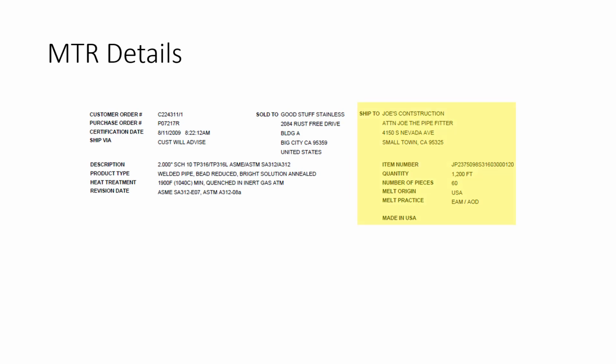The information on the right is the manufacturer's ship-to address, product number, quantity, and number of pieces. It also indicates the manufacturing process used at the mill in making the steel. In this case, it was the electric arc melt, EAM, method of creating the molten metal, and the argon oxygen decarburization, AOD method used in refining stainless steels and other alloys.